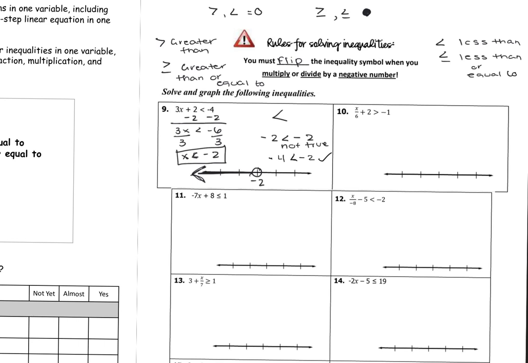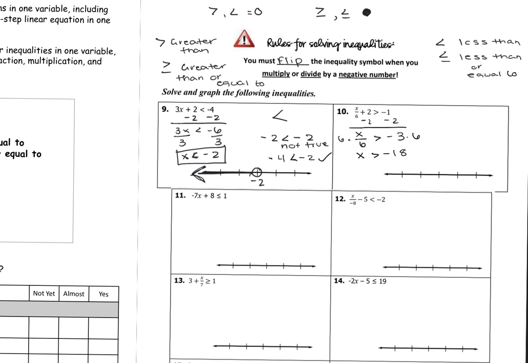All right, so let's take a look at number 10. So again, still the same concept. I am going to isolate the variable. Again, you always use addition and subtraction first, then you use multiplication and division. So I'm going to subtract 2 from both sides. I get x over 6 is greater than negative 3. Again, it's x divided by 6. So I'm going to multiply both sides by 6, and I get that x is greater than negative 18.